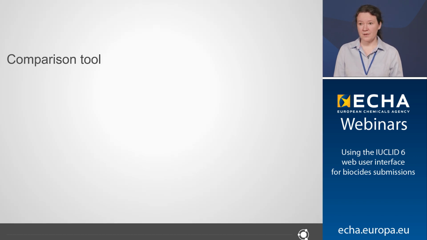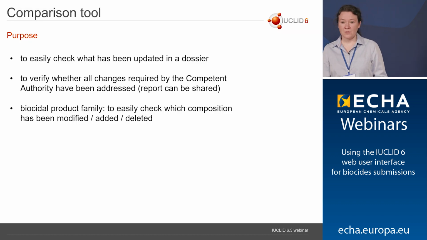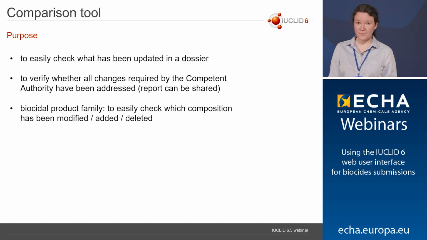Now we will see what are the improvements for the comparison tool. A comparison tool has been in use for quite a long time, but I would like to take this opportunity and remind you what you can use the comparison tool for. So you can easily check what has been updated in the dossier. You can verify whether all changes required by competent authorities have been addressed, for example, those provided via annotations. And also here you can share the report with the competent authorities.